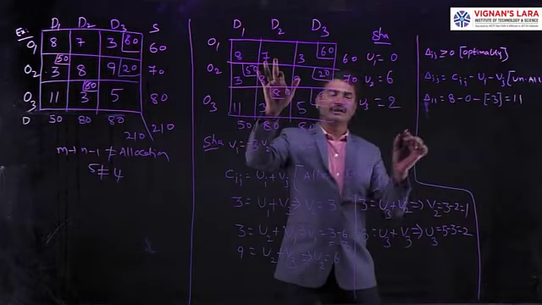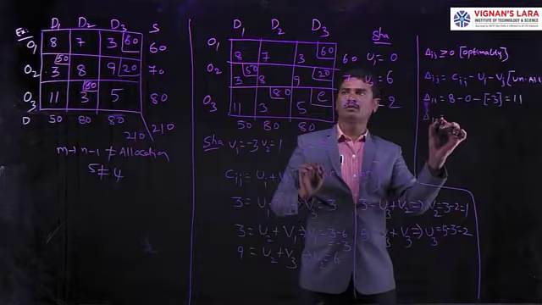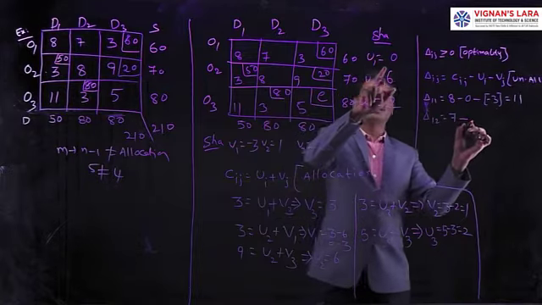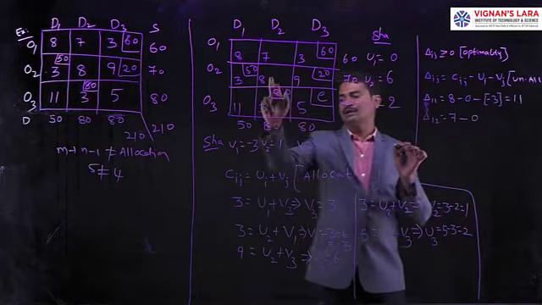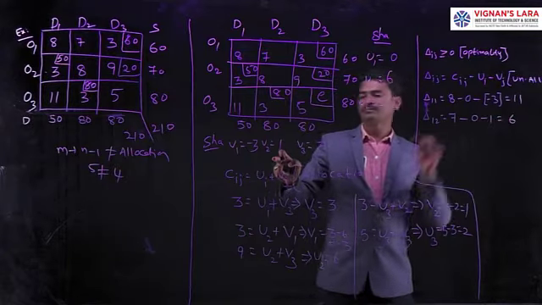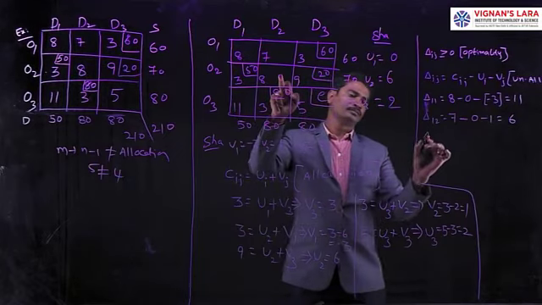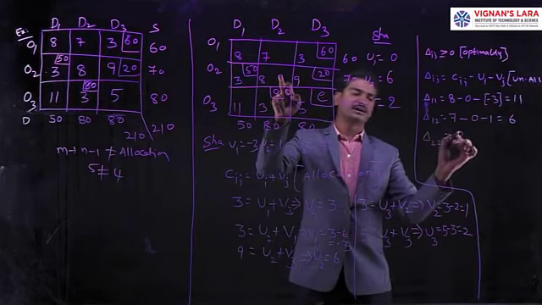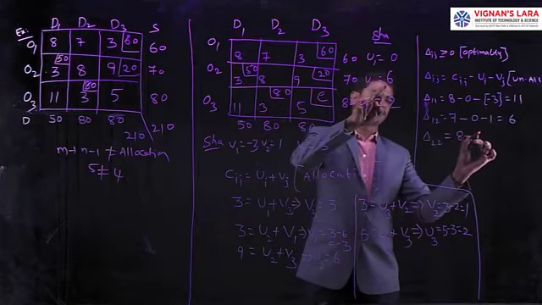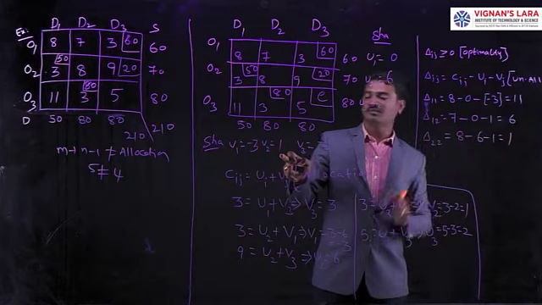Next, coming to the second unallocated cell, delta 1 2, it is equal to 7 minus the shadow price 0 minus the shadow price 1. It is equal to 6. Next, coming to the other one, O2 D2. Here the cost value is 8 minus the shadow price 6 minus the shadow price 1. From this we get 1.